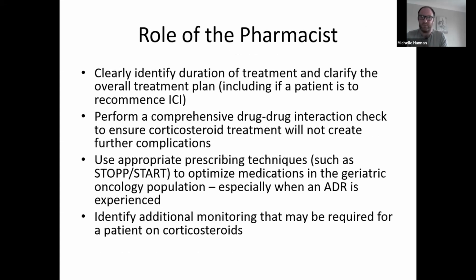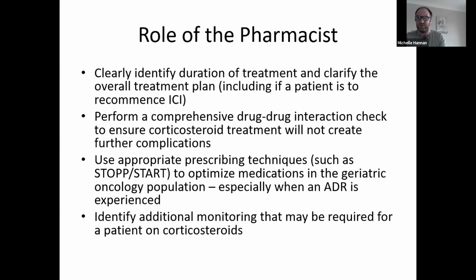So then where do I come in at the role of the pharmacist? I think what's important is trying to clearly identify durations of treatments and clarify the overall treatment plan, especially if the patient is to recommence an immune checkpoint inhibitor, because we want the patient to recover in a time frame that allows them to recommence the immune checkpoint inhibitor. And in order to do that, we need to get them down to a dose of corticosteroid that will facilitate that. It's also worth performing a comprehensive drug-drug interaction check to ensure corticosteroid treatment will not create further complications.